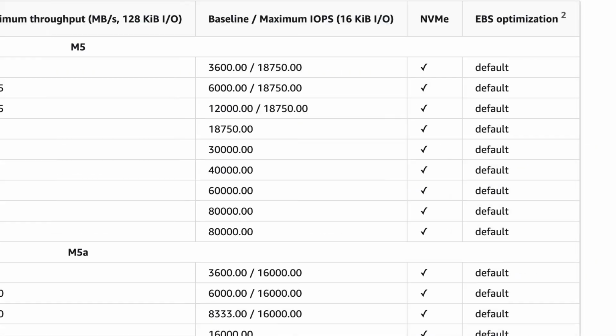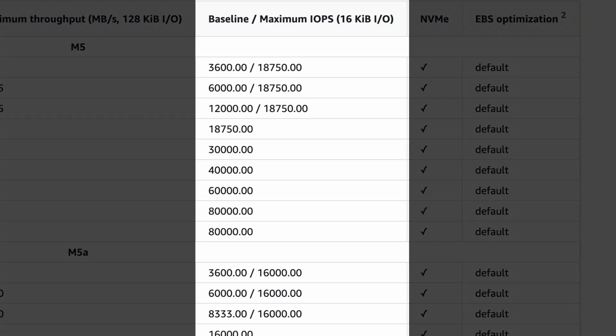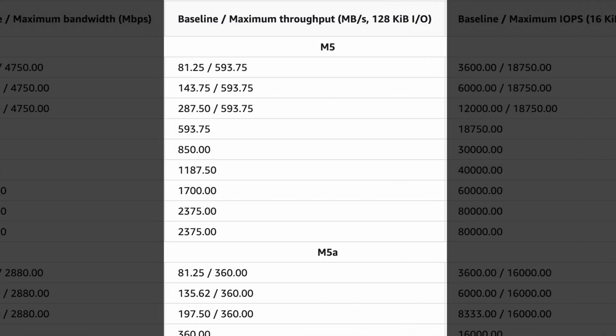Next we have IOPS, which stands for input output operations per second, and this measures the number of I/O operations that your volume can handle per second. Your third key performance metric is your throughput, and this is the amount of data transferred to and from your volume per second, and throughput is typically measured in megabytes per second.